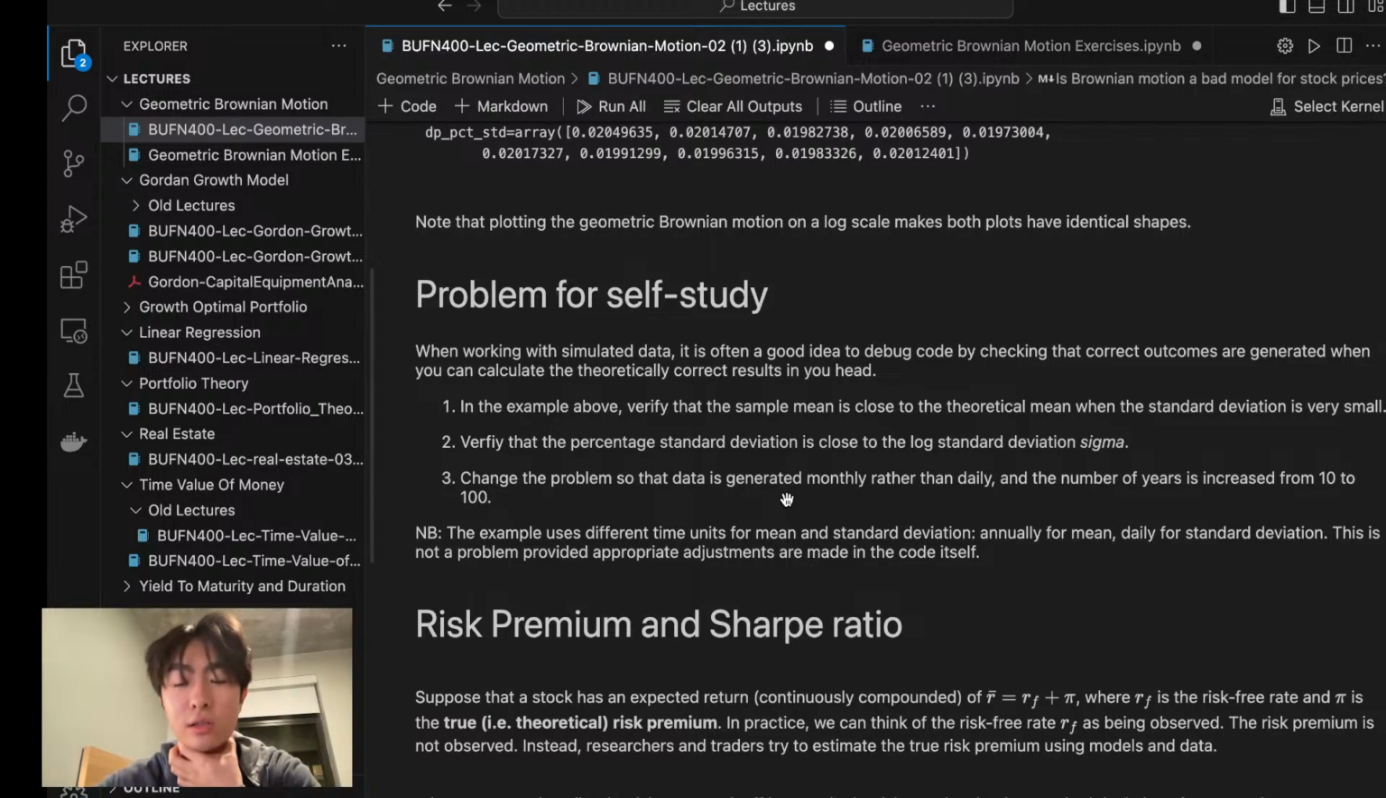The number of years is increased from 10 to 100. Sample uses different time units for our mean and standard deviation, annually for mean, daily for standard deviation. This is not a problem. Just one since I made in the code itself.